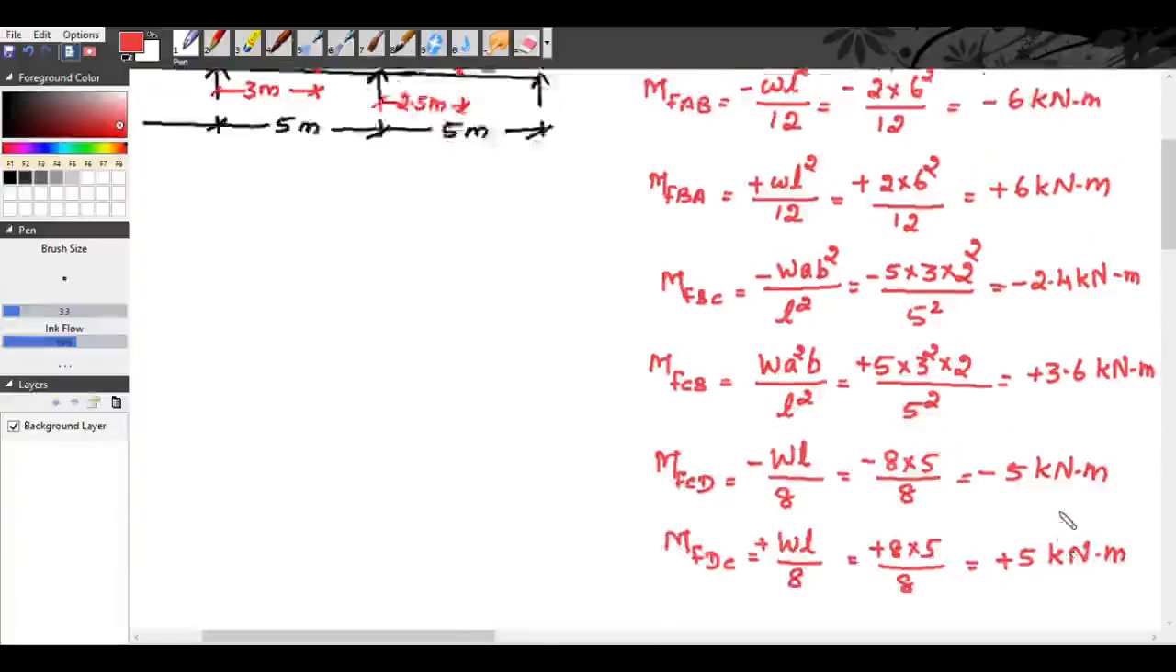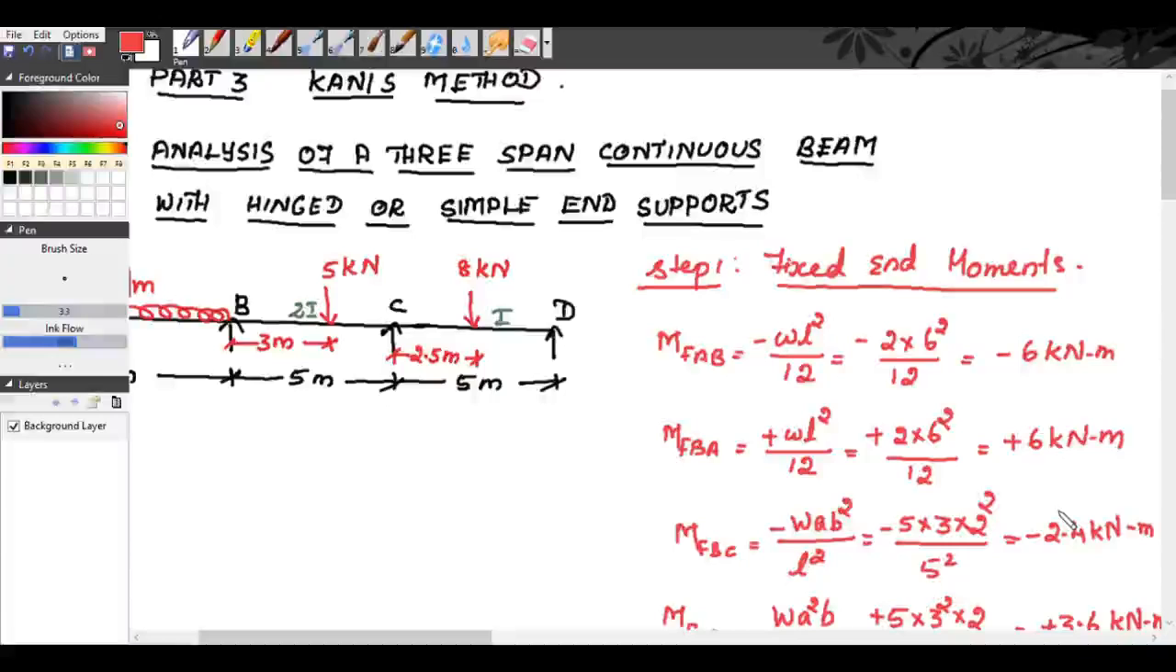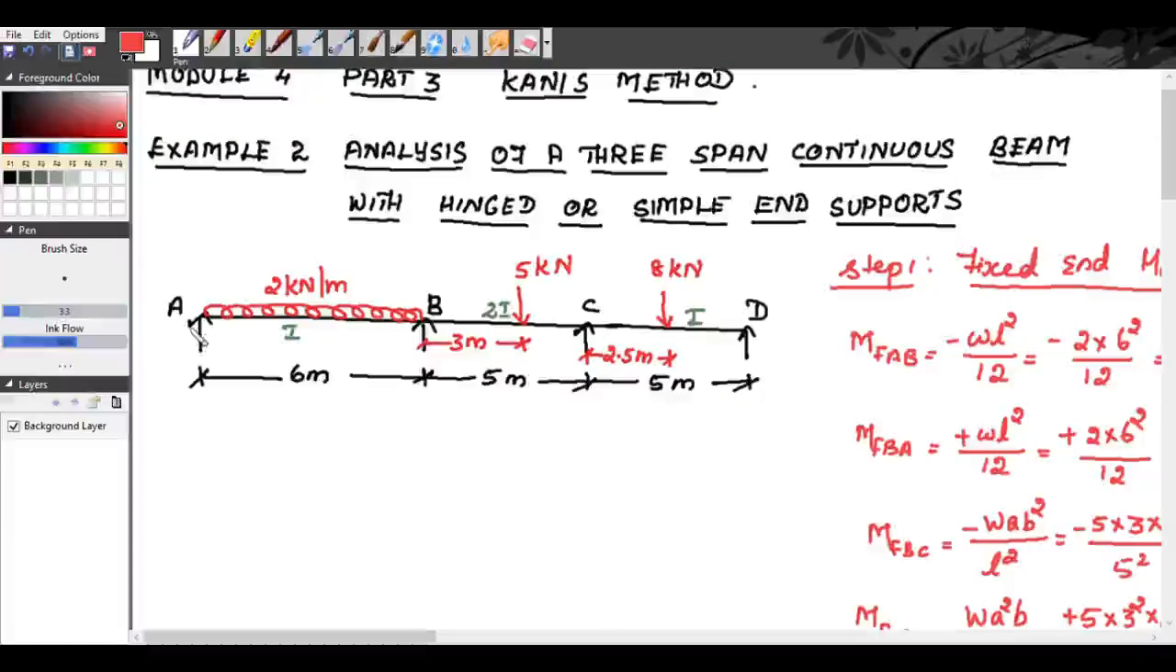So here it is not completed. We have to do one more step. See, we have already studied in our moment distribution method, when the end supports are simple supports, we will release the moment. Right? So we will balance the moment.